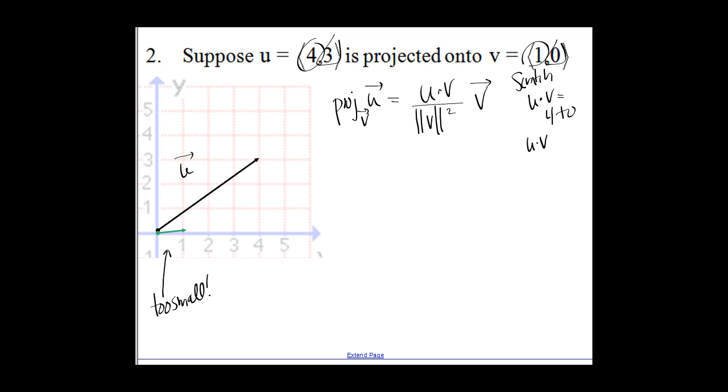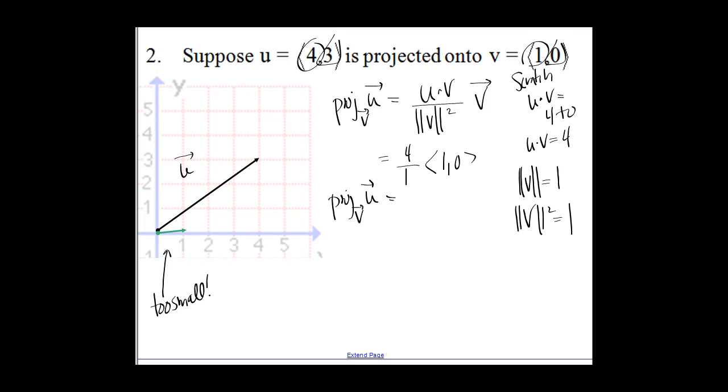So u dot v is 4. The other thing we need is the magnitude of vector v. Well, the magnitude of v is just 1, so the magnitude of v squared, well, 1 squared is 1. So let's plug in some numbers and see what happens here. So u dot v is 4 all over 1. Vector v is 1, 0. So this projection of u onto v is simply the vector 4, 0.